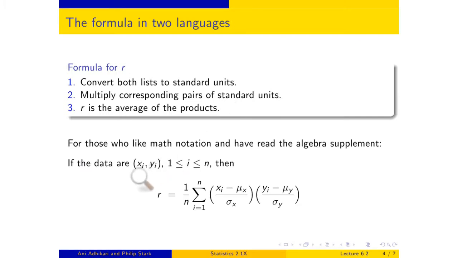So you have two lists of numbers, x, y, and I have n such pairs. Convert the generic x to standard units, convert the generic y to standard units, multiply, and then take the average. And you have r. I'm using the same notation here as we've used in our algebra supplement. Those of you who haven't read it or aren't interested in it, why don't we just move on? Because you can compute exactly the same thing using the formula written in English.